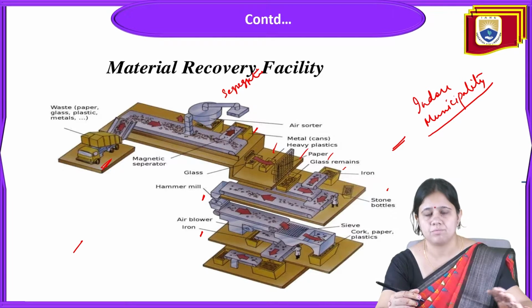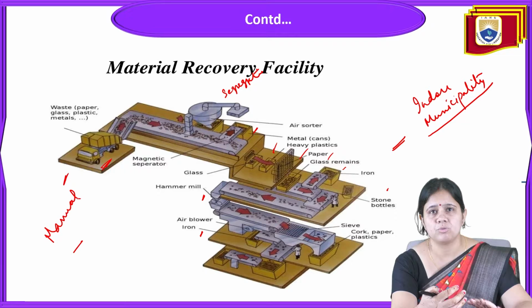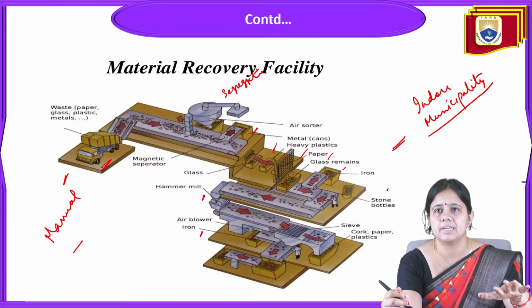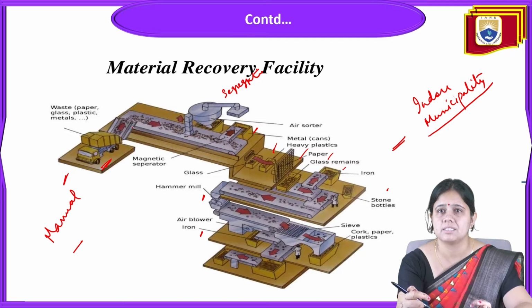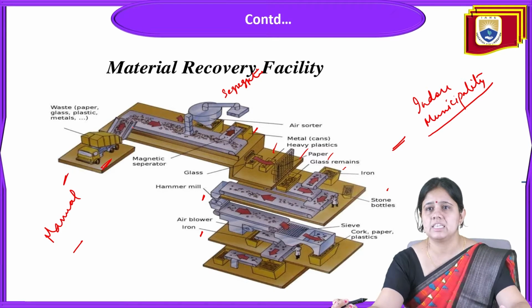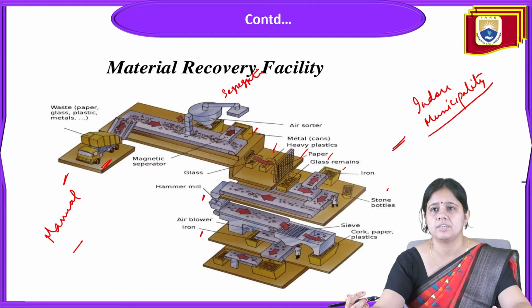They are bringing the waste up to here. This part is manual only, with labourers. They bring it up to the truck, and from the truck everything is mechanized. There is sorting of all waste: metals at one place, heavy metal, heavy plastic, papers, plastic, and glass remains at one place, then iron at one place, then stone bottles, sieve, and then cork, paper, plastic, whatever is there. They are segregating the waste in a very mechanized way, so that the person is not exposed to this type of waste.